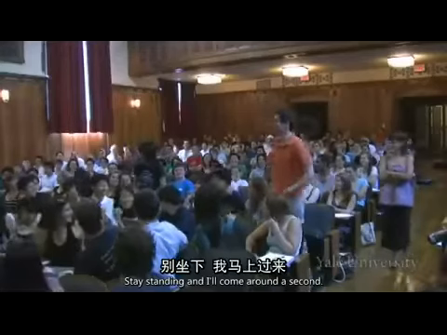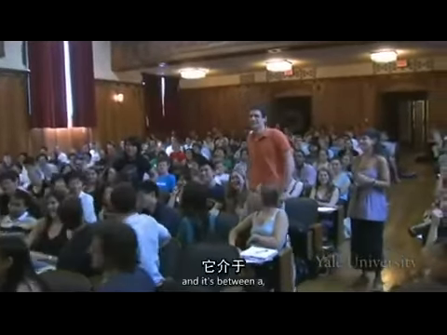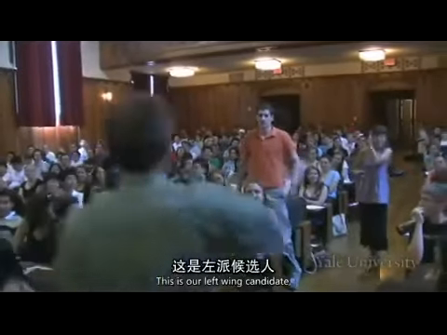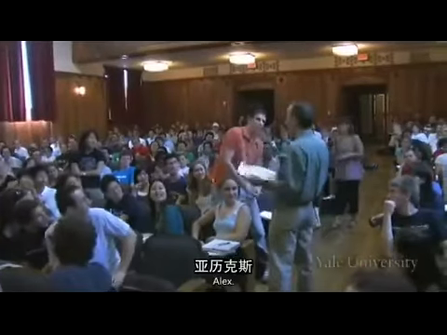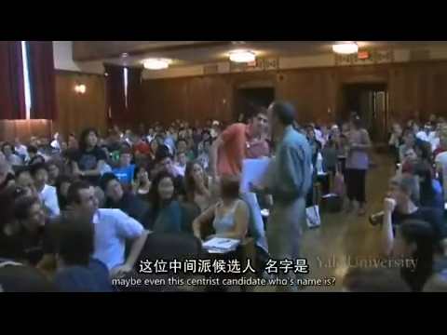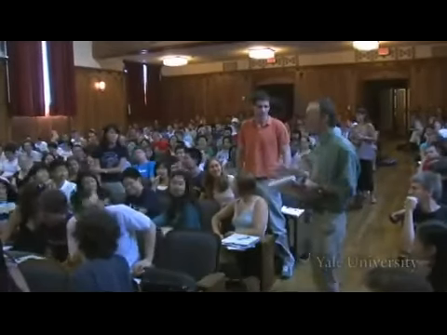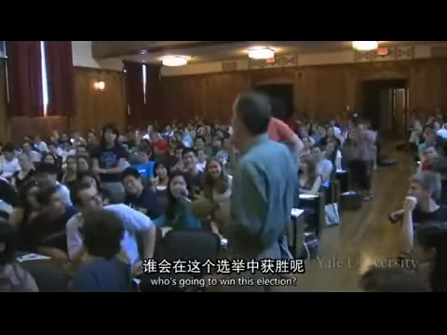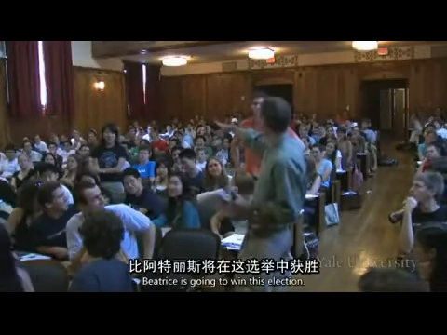And I'll come around a second. All right. So here's our election. This is our left-wing candidate. This is our moderate left-wing candidate, whose name is Alex. And our centrist candidate, maybe even the centrist candidate, whose name is Beatrice. All right. So this is the election. Who's going to win this election? Right? Beatrice is going to win this election, right?